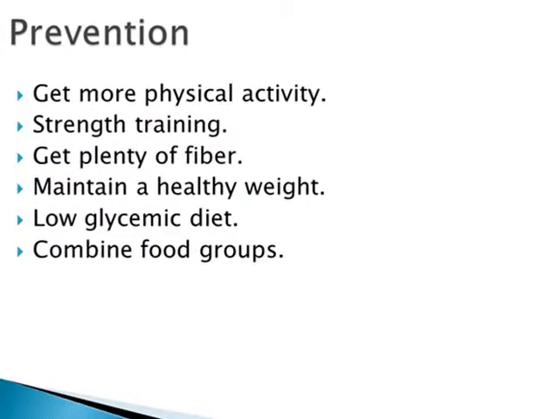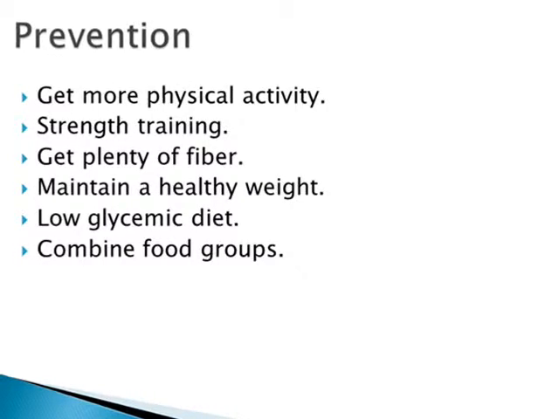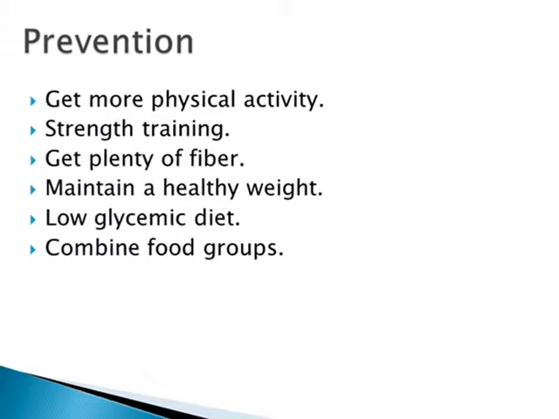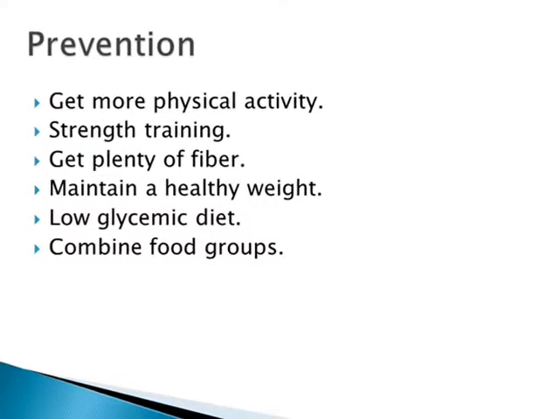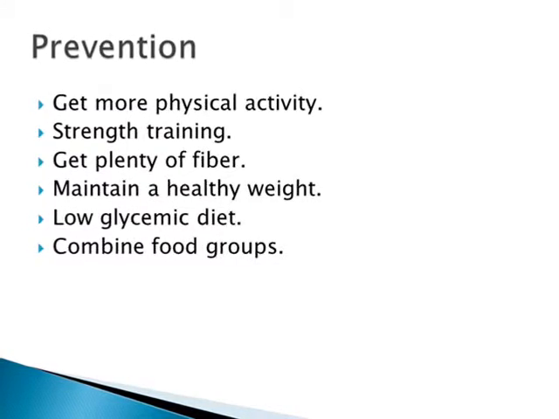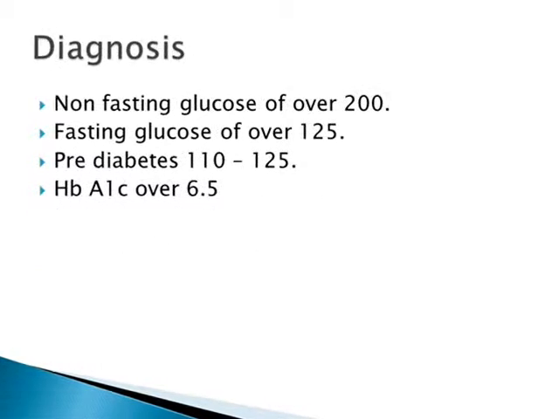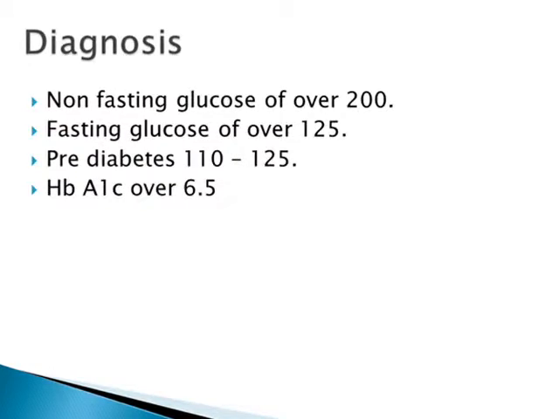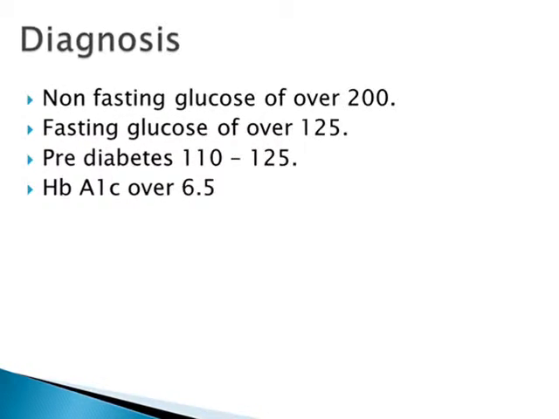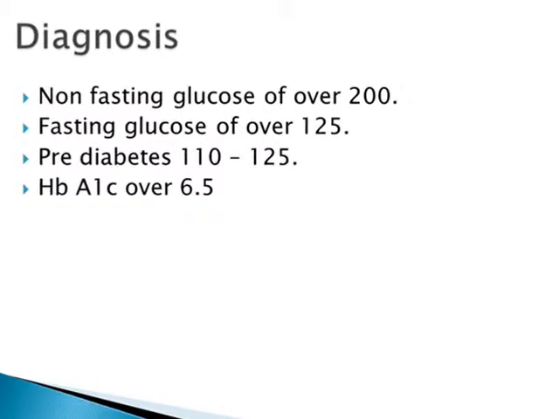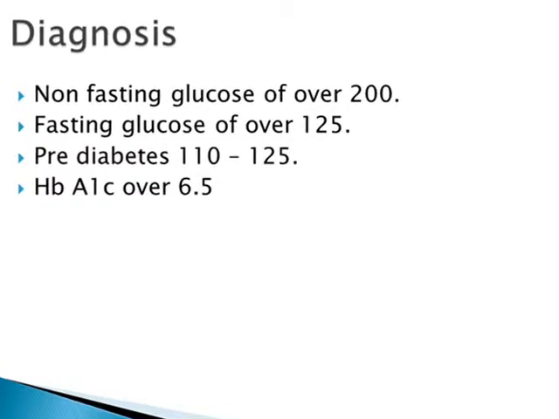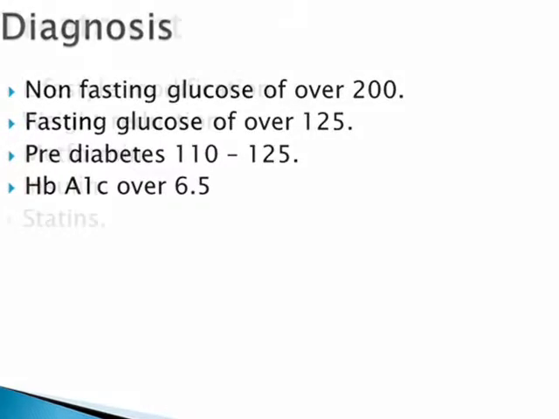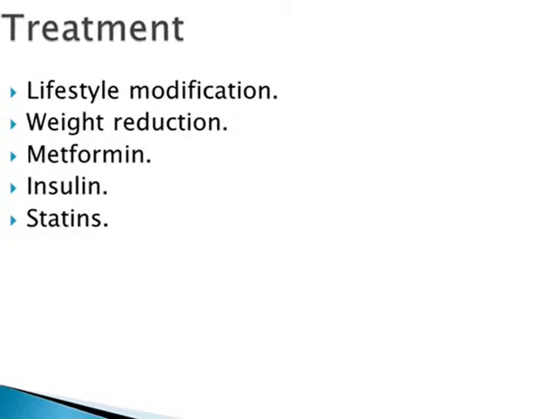Prevention: get more physical activity, strength training or lifting weights, eat plenty of fiber, maintain a healthy weight, low glycemic diet, and combining food groups. Diagnosis: diabetes is diagnosed by non-fasting glucose of over 200 or fasting glucose of 125. Prediabetes is 110 to 125 or HbA1c of over 6.5.